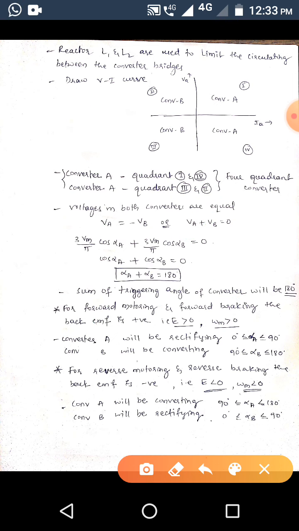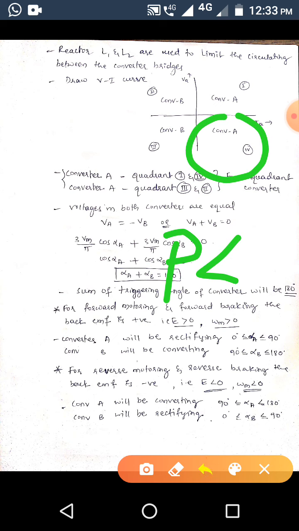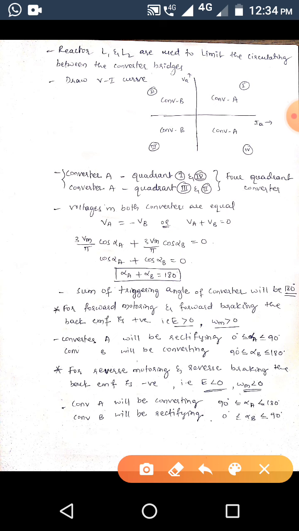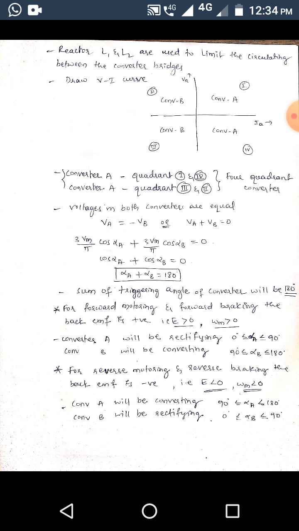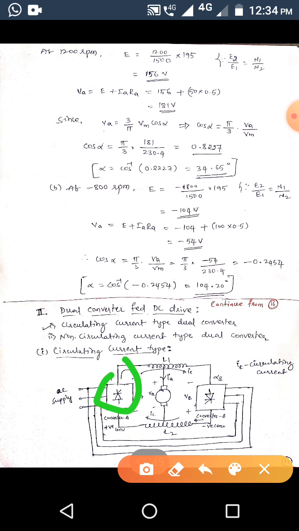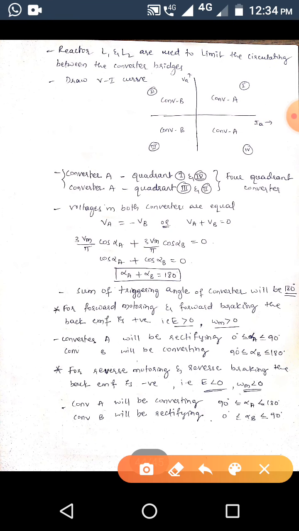Then similarly in quadrant 4, the current is positive and the voltage is negative, so the torque will be negative, and similarly Wm will be negative, then the power consumption in quadrant 4 will be negative. You can see there are two converters, so using these converters we have to implement this. In quadrant 1 and quadrant 4, converter A will be operating.